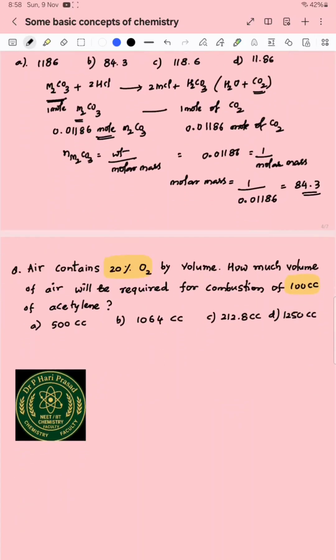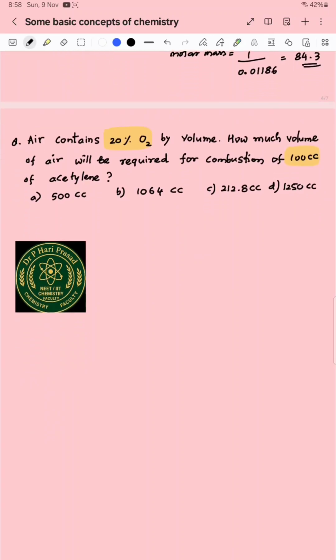Now we will look at the question. Air contains 20% O2 by volume. How much volume of air will be required for combustion of 100 cc? That means 100 ml of acetylene is asked, right? Okay. Now look, student. The formula for acetylene is C2H2, right?